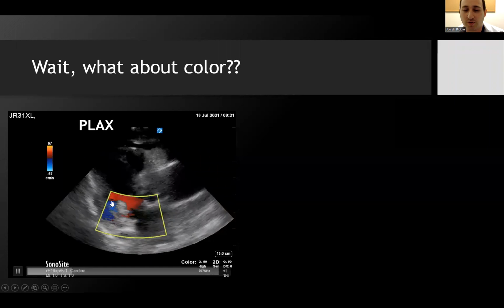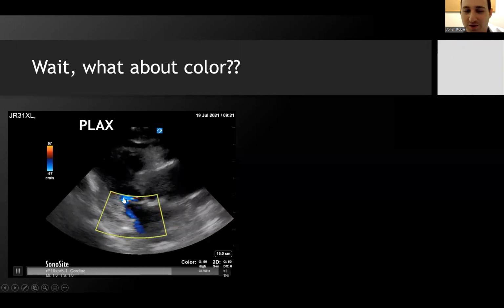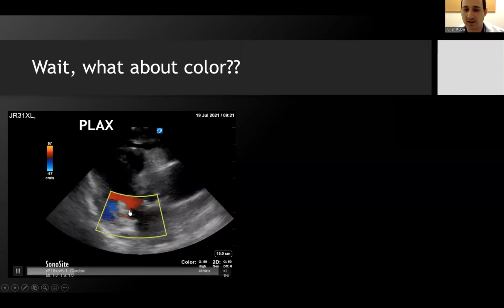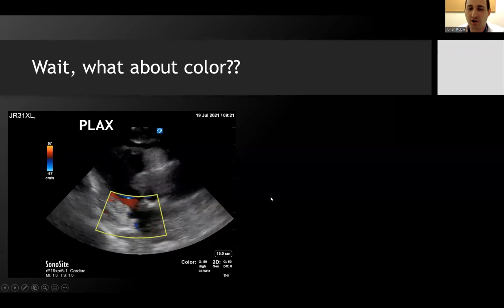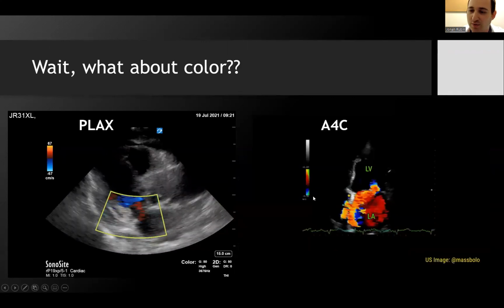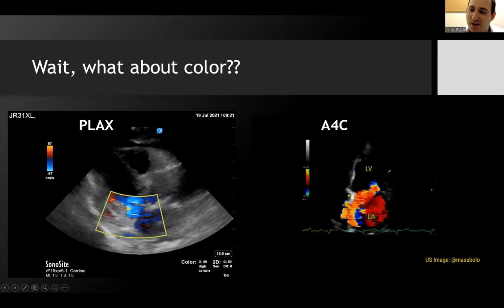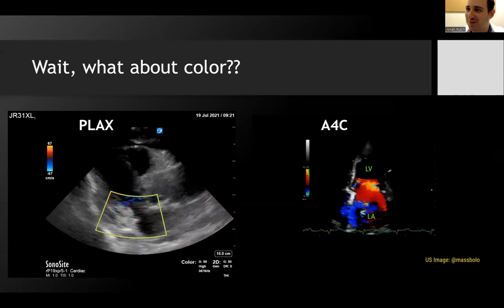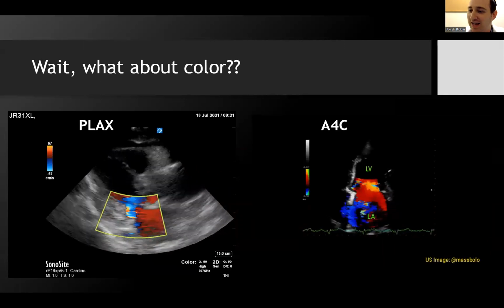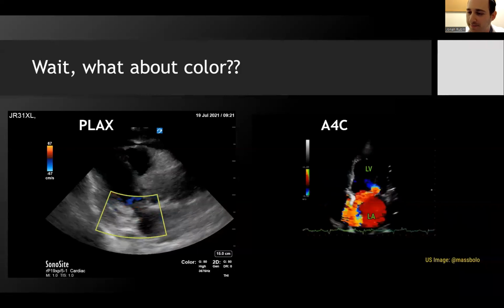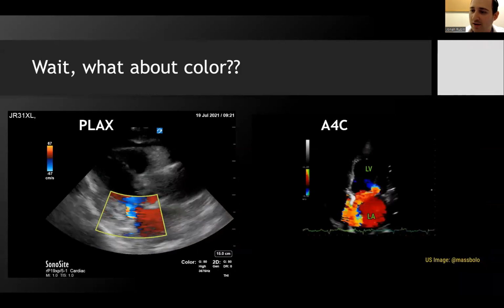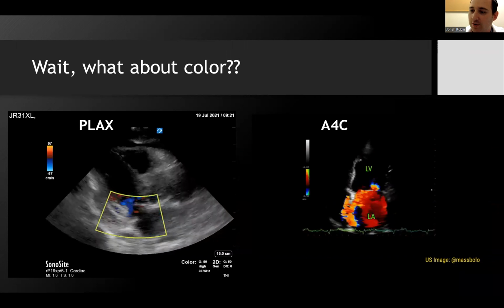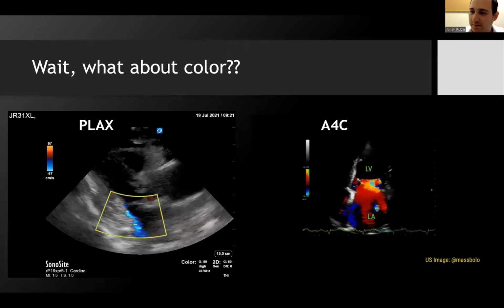The MR is almost always going to be underestimated or underrepresented in the parasternal long axis view, and still this patient has a decent MR jet here. And if you looked in their apical 4-chamber view, this is not mine, but we'll call this a representative, right? This patient has a raging MR, which would have looked like a normal echo without color.